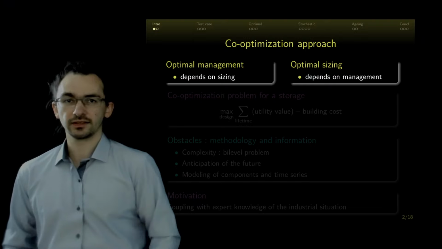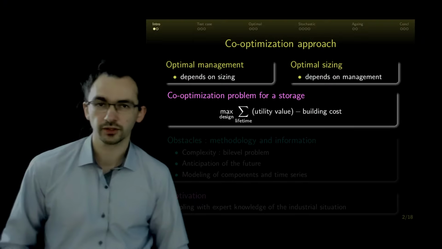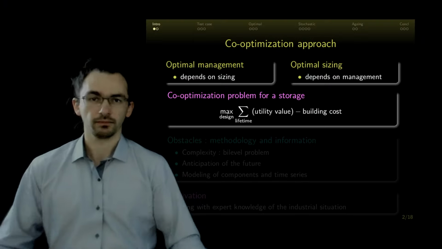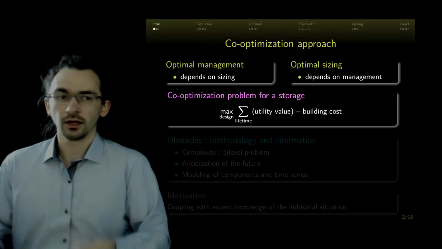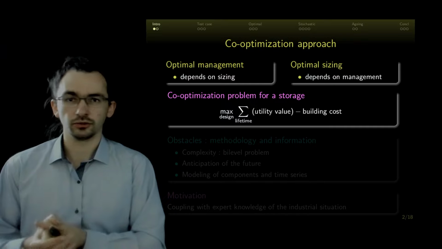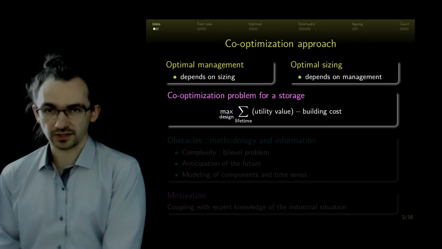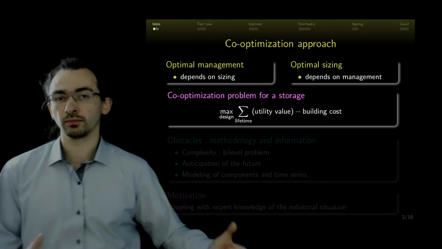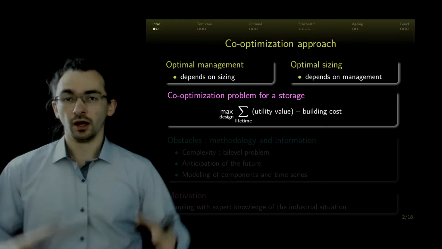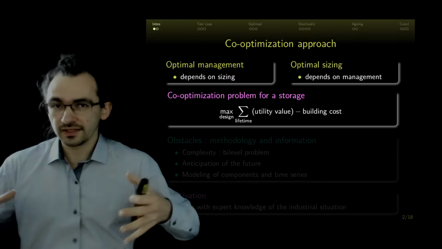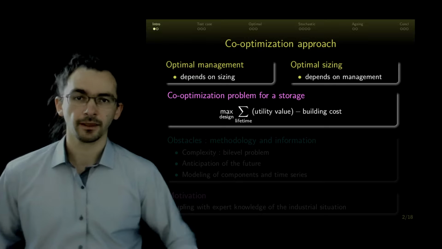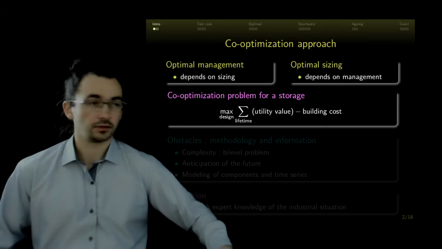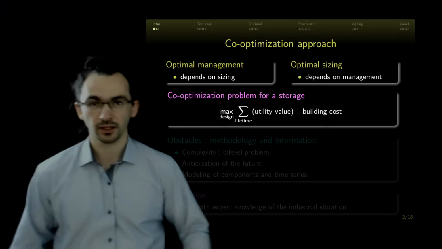So this being said with words, we could try to say the same thing with equations. We want to maximize something, with the degree of freedom being the design of a system. And the quantity we want to maximize is the difference between the added value of a system during its entire lifetime minus the building cost of such an asset.